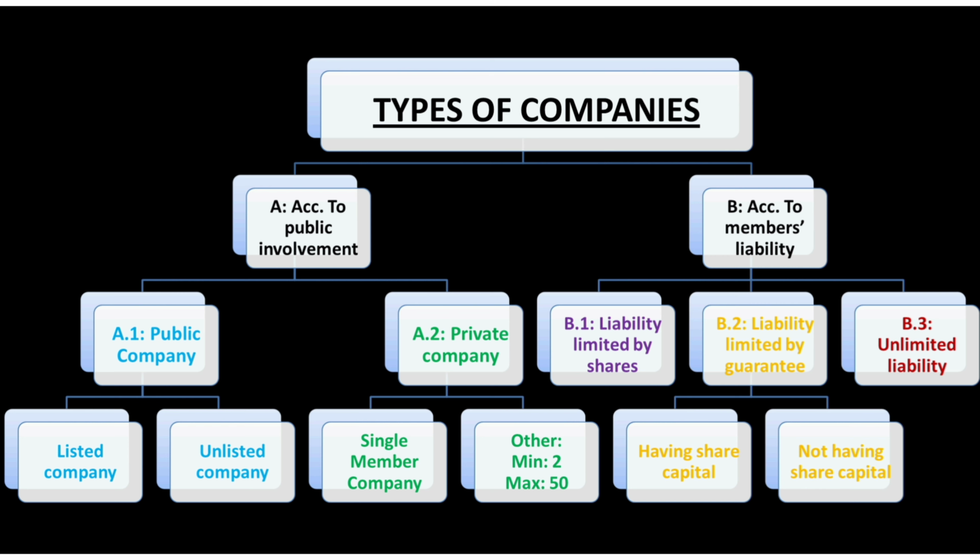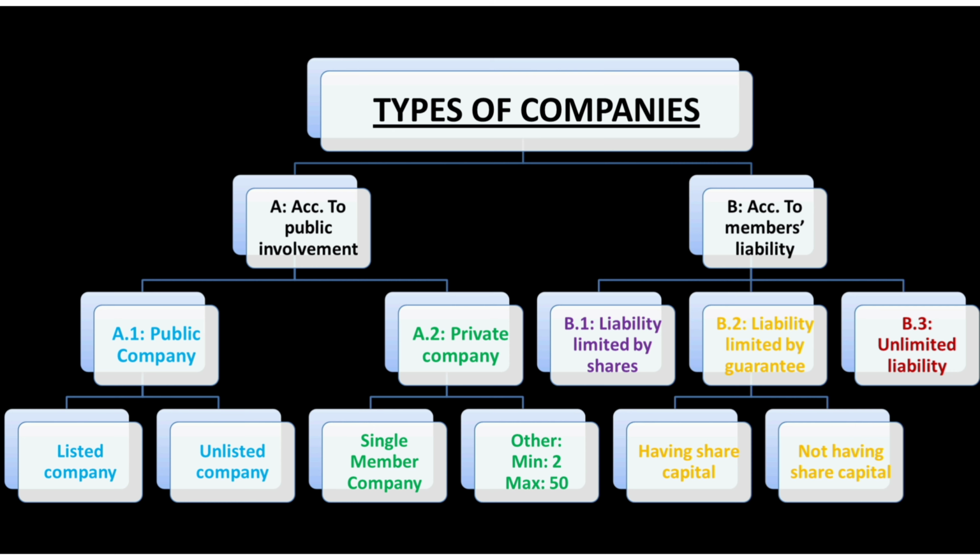Okay, so first of all, like I said, there are two major types. Number one, according to public involvement. Number two, according to members' liability, right? So now we're going to look at the further subdivisions, that is the further classifications. First of all, as far as type A is concerned, that is types of companies according to public involvement, there are two further subcategories, that is A1, that is public companies, and A2, that is private companies.